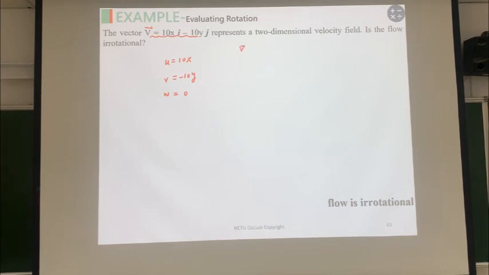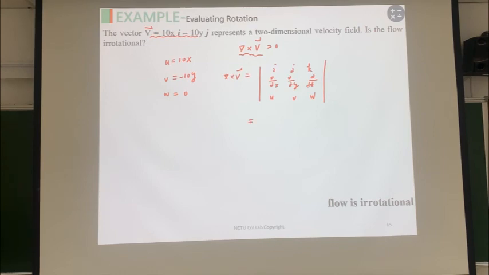First you need to check: if the curl of the velocity vector is equal to 0, that means the flow is irrotational. So we just compute this formula and check whether it is 0 or not. Very quickly you can compute the answer. We have i, j, k, and d/dx, d/dy, d/dz, and then we have u, v, w.